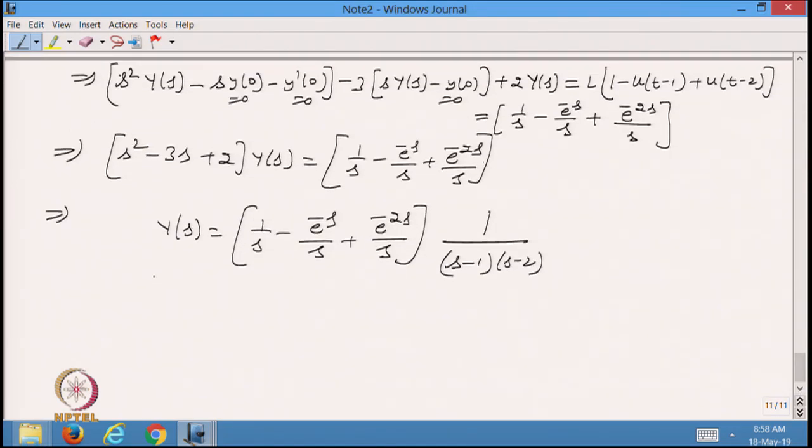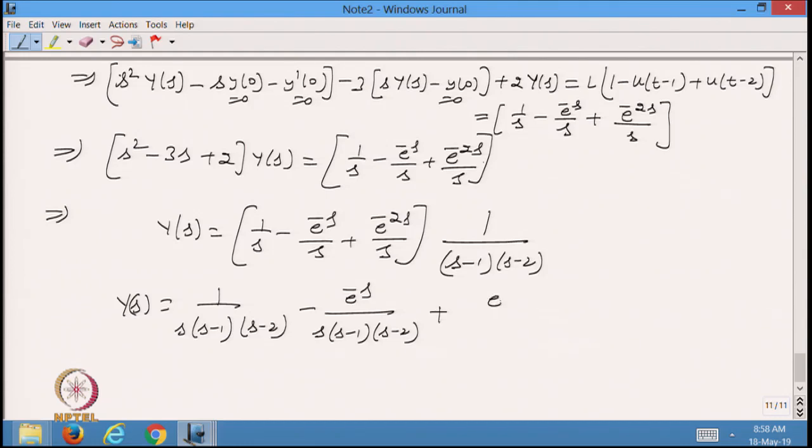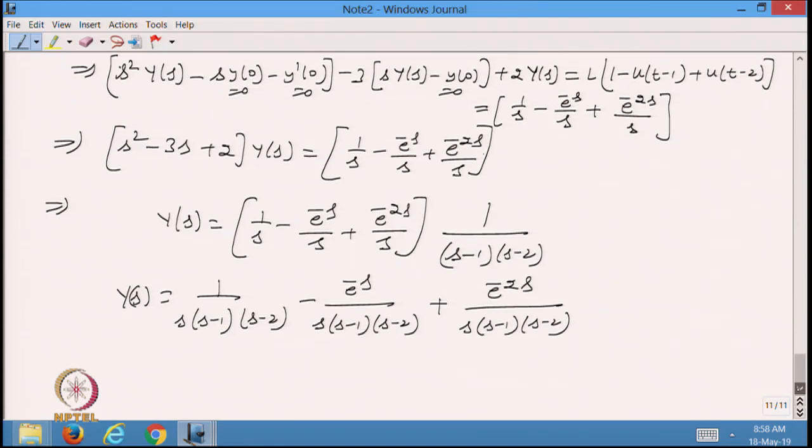So, this is my Ys. Now, I want to solve this one. From here, if I multiply this factor, my Ys I can choose as 1 over s minus 1, s minus 2, minus, plus e raised to power minus 2s over s minus 1, s minus 2. So, this is the factor we are taking here.